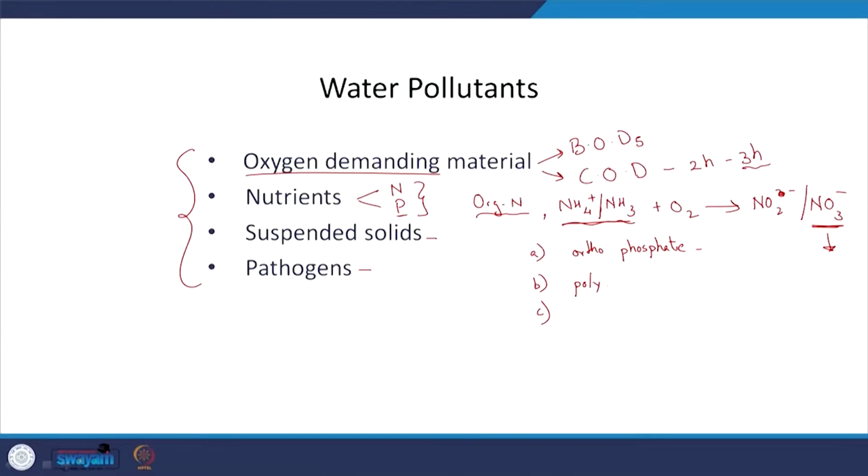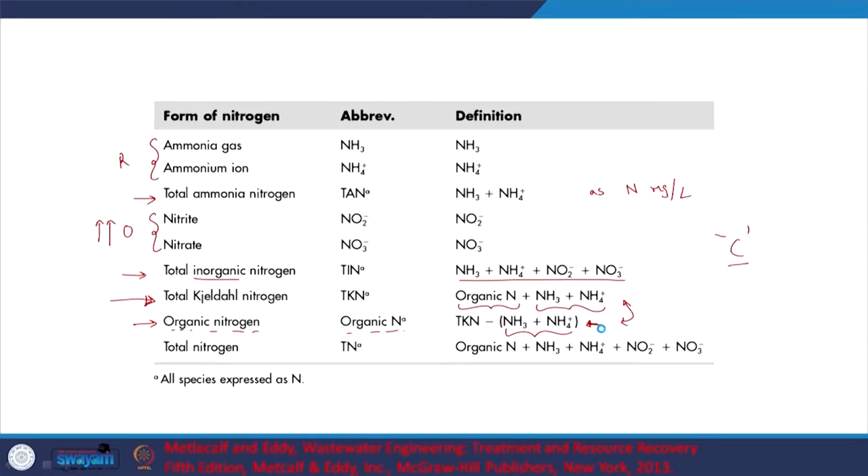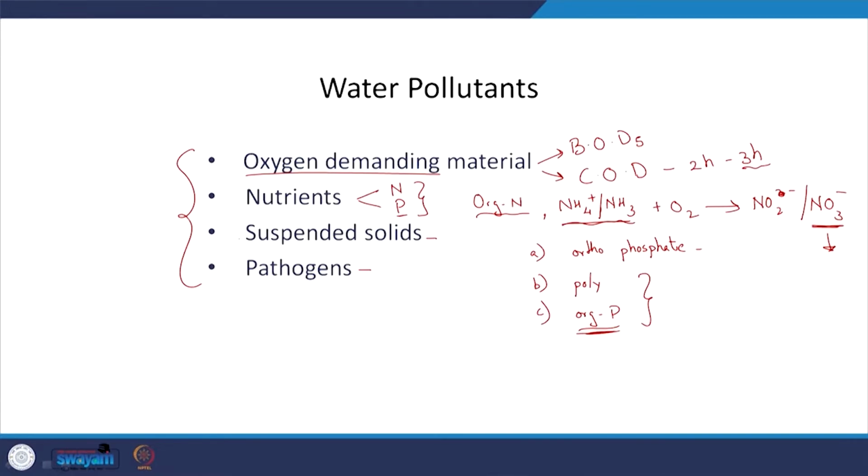And what are the other forms? I guess we have polyphosphates, where we have more than one phosphorus, and then the organically bound phosphates, but these are relatively less soluble and also relatively slow to hydrolyze and thus be degraded or used by the microorganisms. That is something to keep in mind, right. Nitrogen and phosphorus. And then we are going to look at suspended solids now, right.